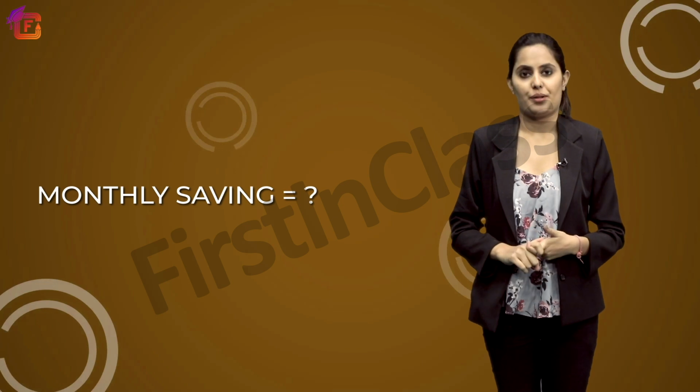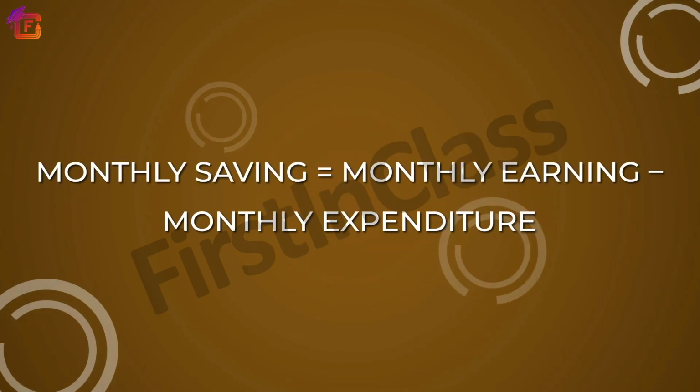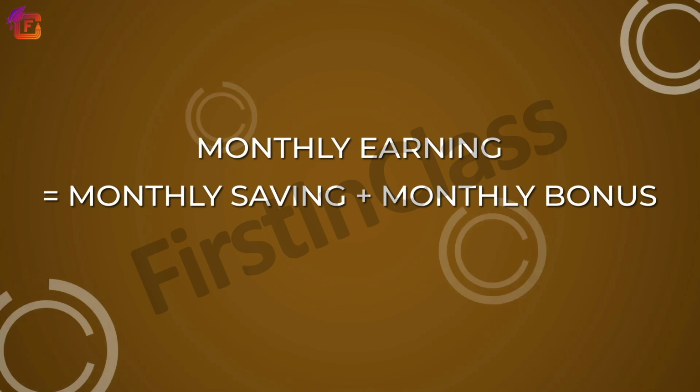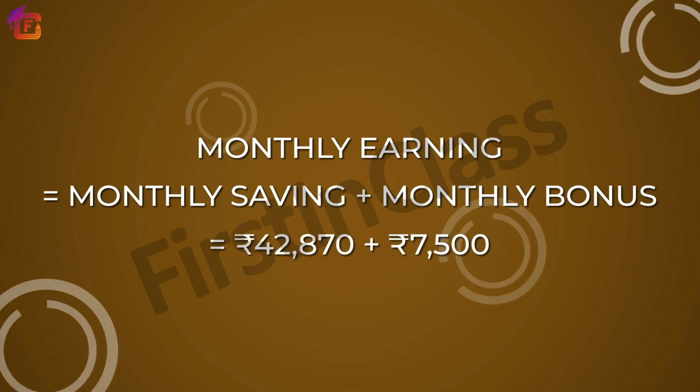Let us begin the problem by calculating the monthly saving. Can you think of a way to do it? Yes, monthly saving is monthly earning minus monthly expenditure. Monthly earning is the sum of the monthly salary and monthly bonus, that is 42,870 add 7,500. Let us use column method to help us.